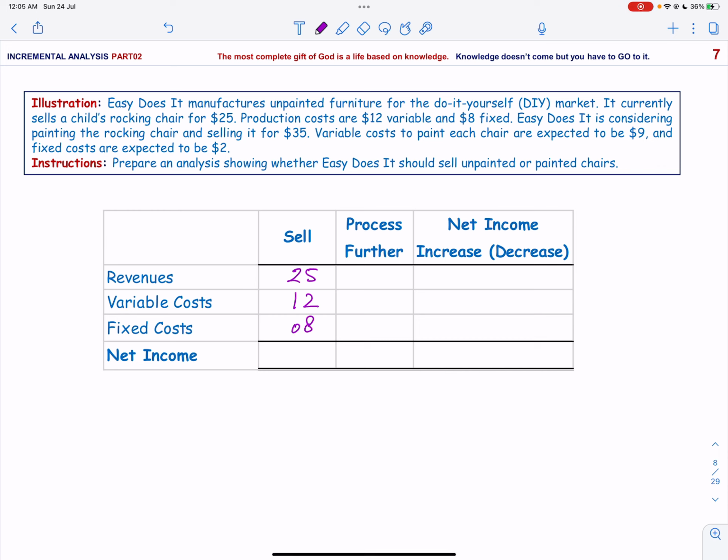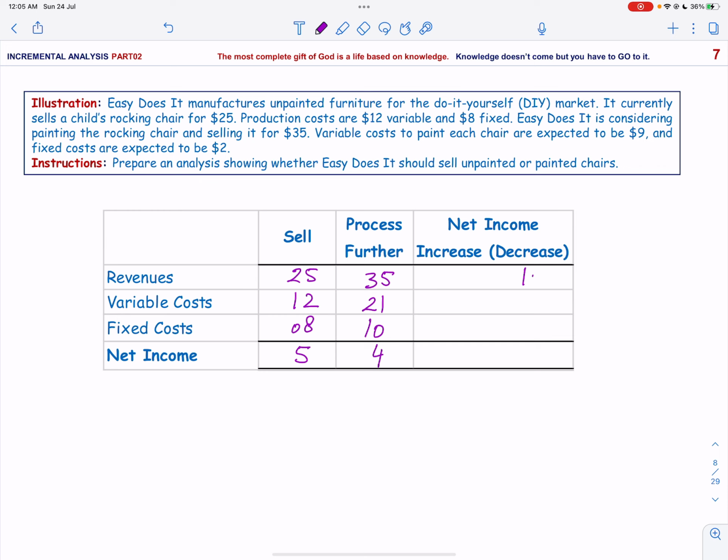Easy Does It is considering painting the rocking chair and selling it for 35. Variable cost to paint each chair is expected to be 9. So now the total variable cost per unit will be 21 and fixed costs are expected to increase by 2. So the fixed cost will be 10 now. And the net income, if we sell unpainted furniture, will be 5, and if we sell after processing, the net income will be 4.